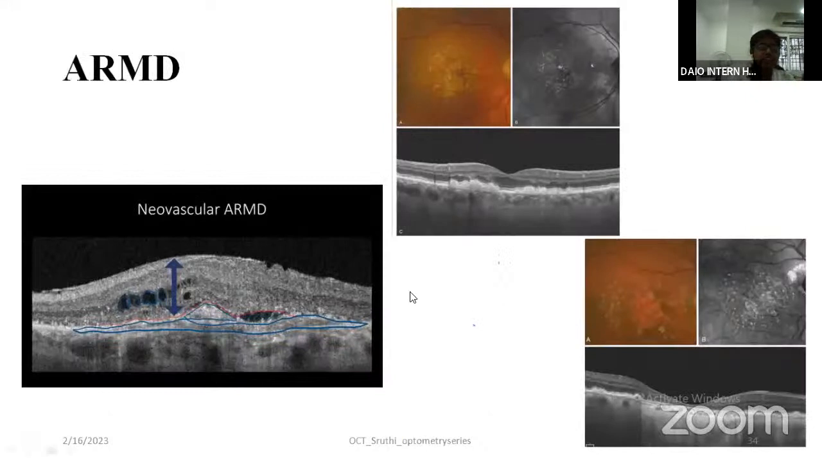ARMD. In the first picture, you can see disruption of the RPE layer along with the drusen deposits consisting of drusenoid PED, and in the second image you can see thinning along with hyporeflective substance there. And the third one, neovascular ARMD, is seen with cystic spaces and neovascular membrane.